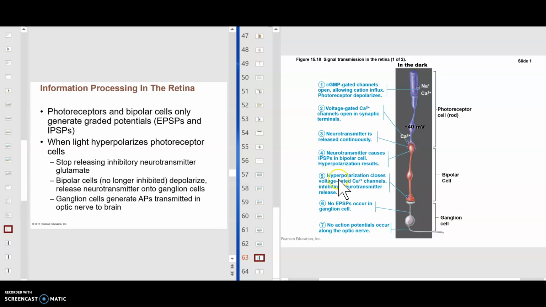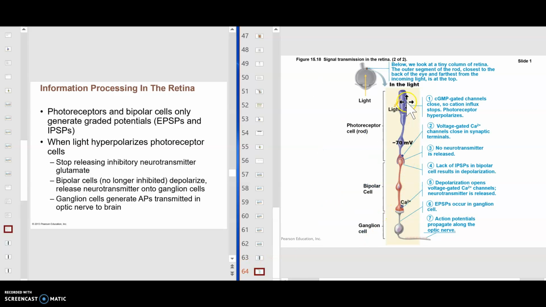So the hyperpolarization closes voltage gated calcium channels, inhibiting neurotransmitter right here because of the IPSP. So you can't turn this on to try to reach threshold. No EPSP. Okay, so we go to the next one now.